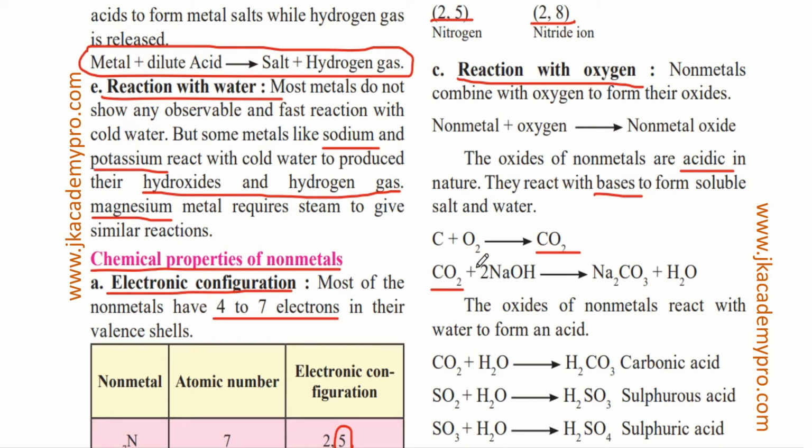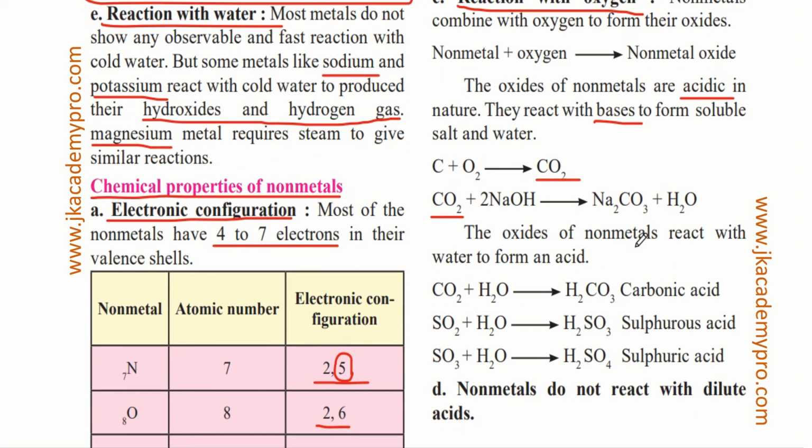So this acid plus this base would give us Na2CO3 plus H2O. So Na2CO3 is a salt and we get water along with it, which is H2O. The oxides of nonmetals react with water to form an acid.